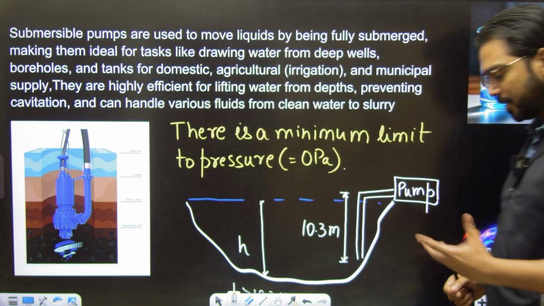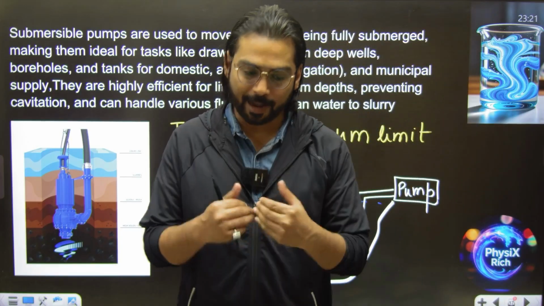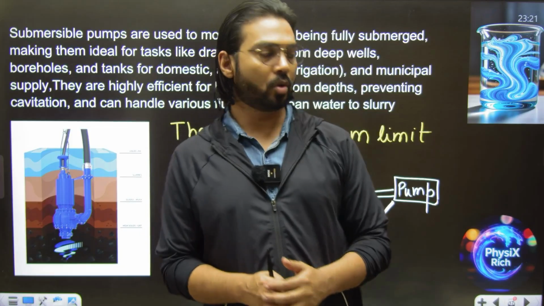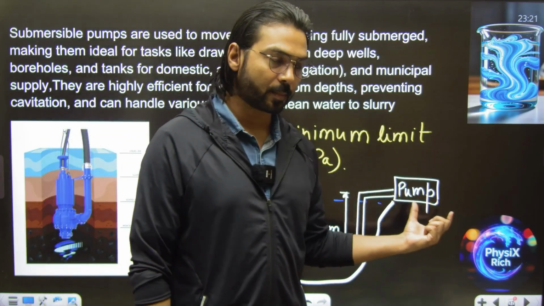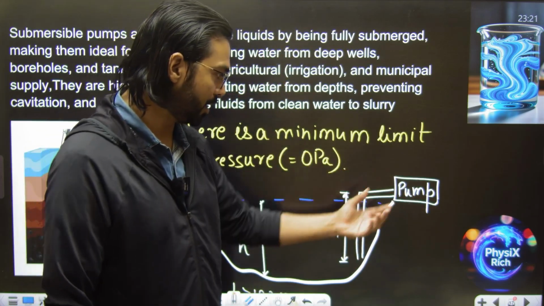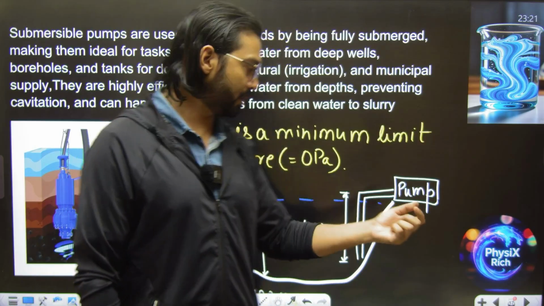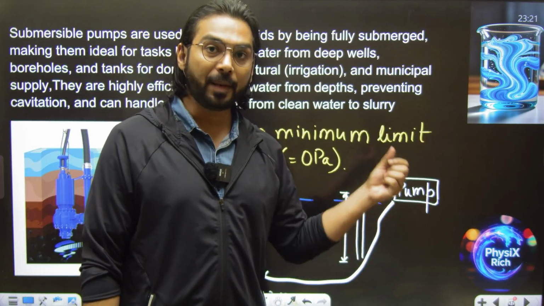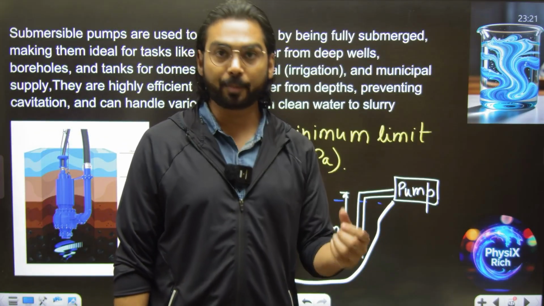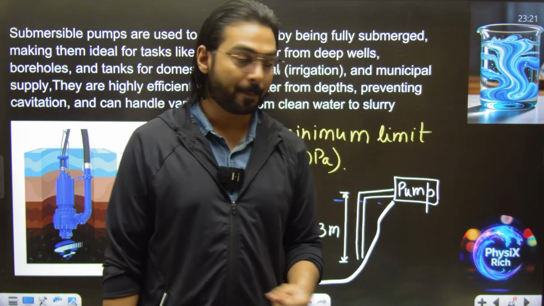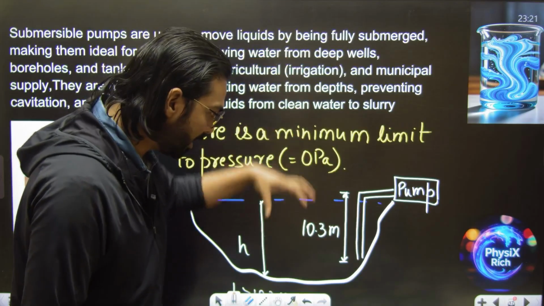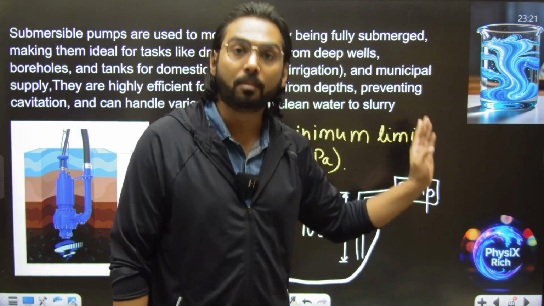Now, like I was telling you, there is a minimum value of pressure that you can have, which is 0. So, if you take a pump which is above the water level, and you are trying to pull the water from this reservoir, then please mind that you can only pull up to 10.3 meters. You cannot pull water more than 10.3 meters because the lowest pressure that you can create is 0 and the atmospheric pressure will push it down, but it will not be able to pull it up more than 10.3 meters.